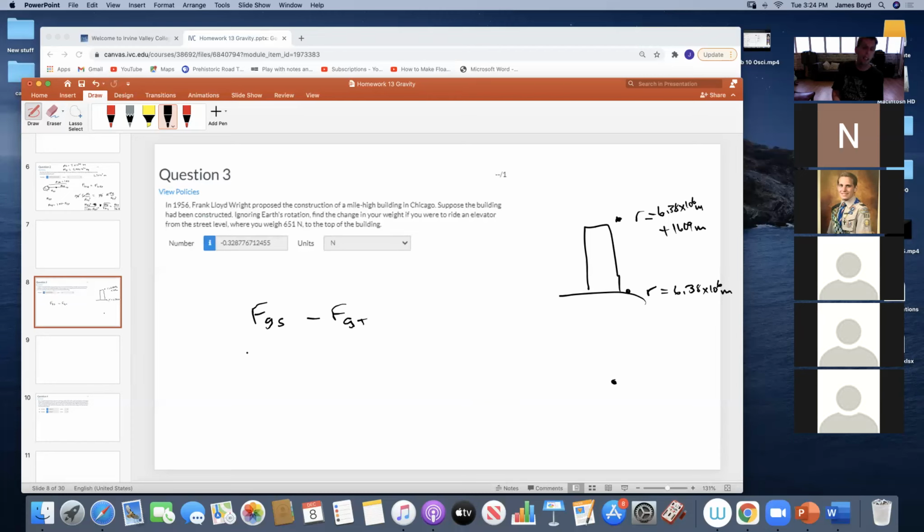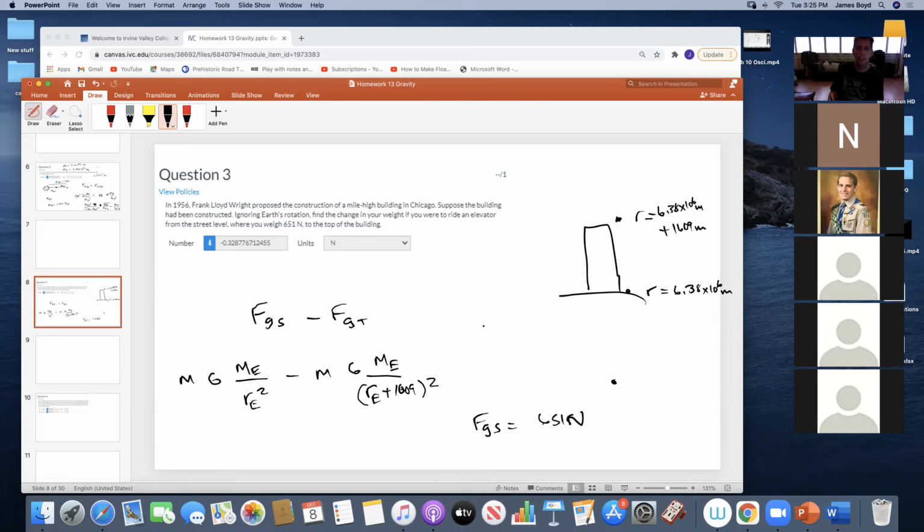And so the force of gravity at the surface of the Earth is your mass times g times the mass of the Earth divided by the radius of the Earth squared, minus your mass times g times mass of the Earth over the radius of the Earth plus 1609 meters squared. And they do this nice little thing where they tell you that the force of gravity on you at the surface is 651 newtons.